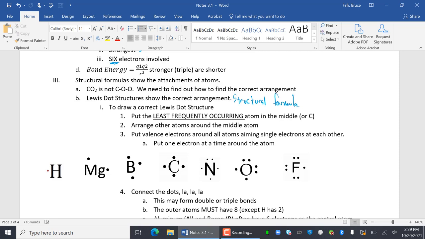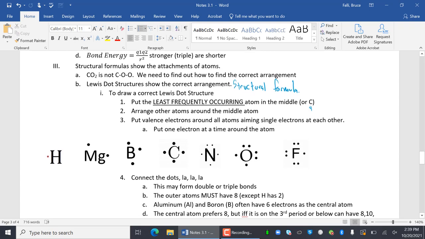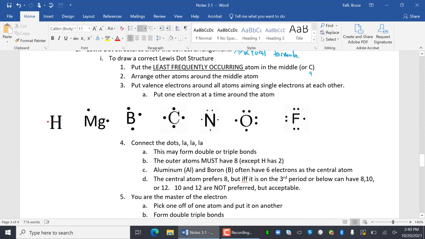Okay. To draw a correct Lewis dot structure, here we go. Put the least frequently occurring atom in the middle, or C, right? C always goes in the middle. It's kind of special that way. Arrange other atoms around the middle atom. Put valence electrons around all the atoms, aiming single electrons at each other. Put one electron at a time around the atom.